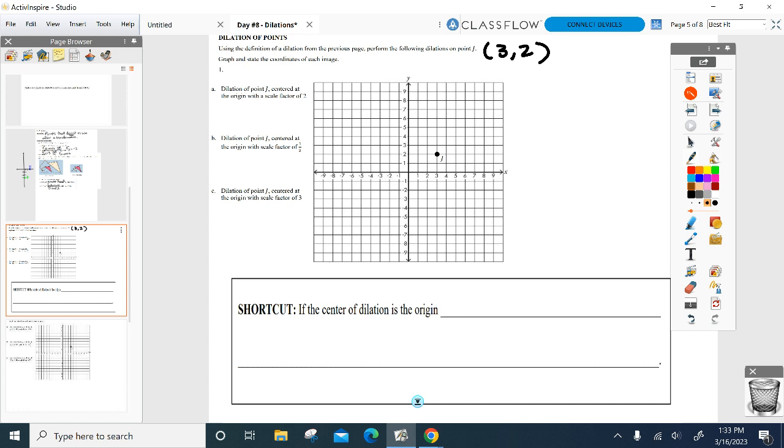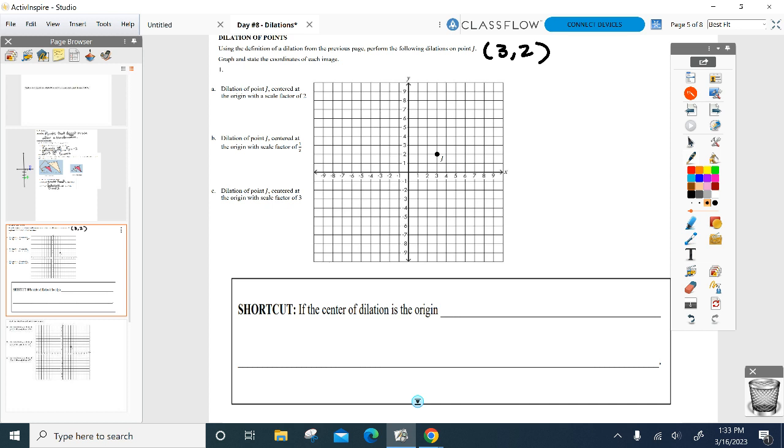All right, so how do I actually dilate? Take point J, dilate it around the, what's my center now? Well, the origin. The center's the origin. Dilate it by a scale factor of 2. Before we actually do that, predictions. Is J prime going to be further away from the origin than J or closer? Further away because the scale factor is bigger than 1.